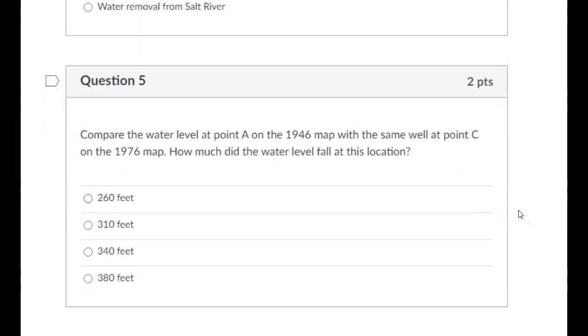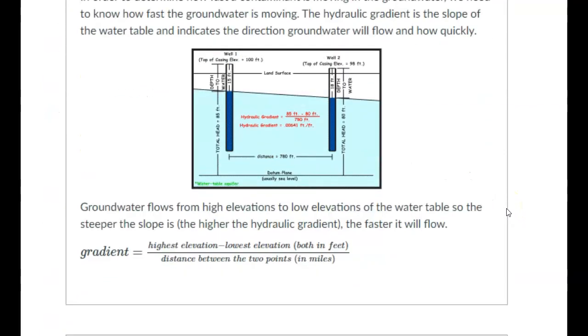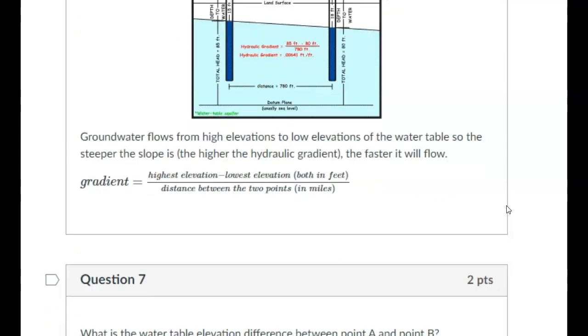You're also going to look at how water levels have changed. So you're just comparing the elevation of the water table at a couple different points. And then there's something else that's useful when we talk about groundwater, and that is the gradient. So we talked about gradient way back when we did maps. Topographic maps is basically how steep the surface of the earth is. This is kind of the same thing. It's how steep the surface of the groundwater table is. So it's a very similar calculation.